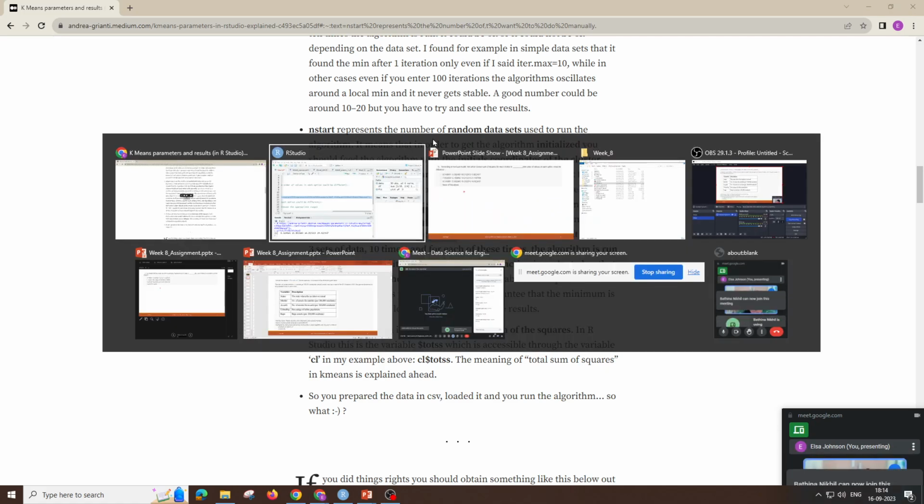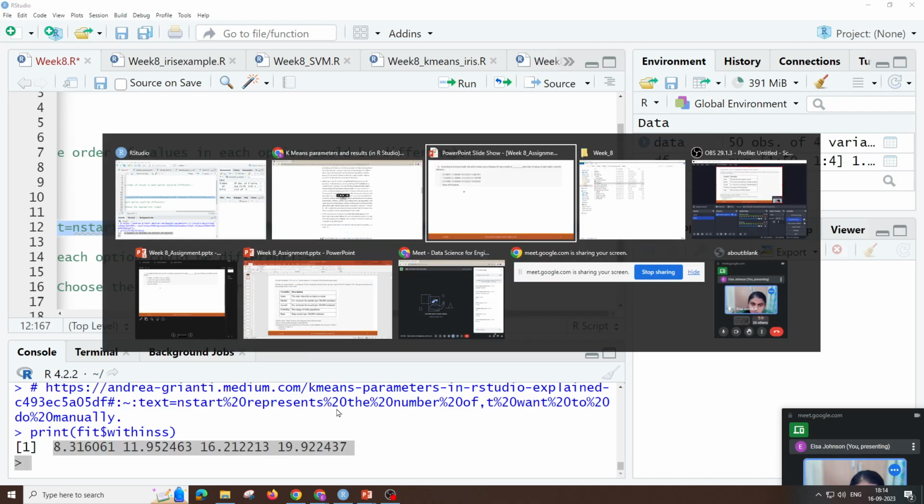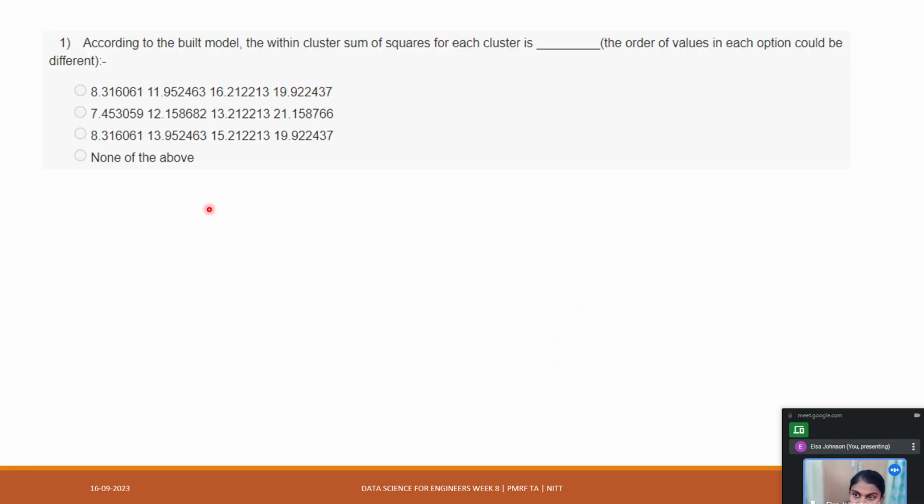So I'll come back to RStudio. When we gave withinss of the fit model, we got this result, so the answer will be A. Okay, I hope it is clear till now. If required, I will explain it once more. So the answer will be this one.